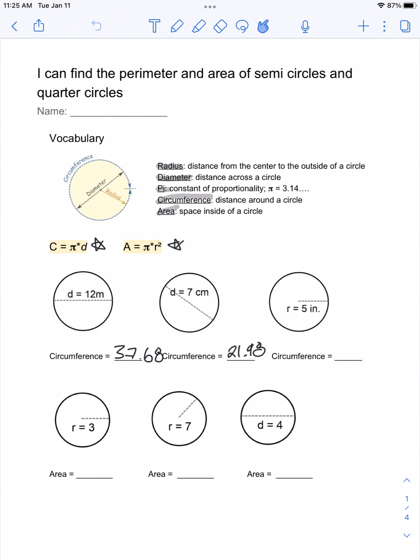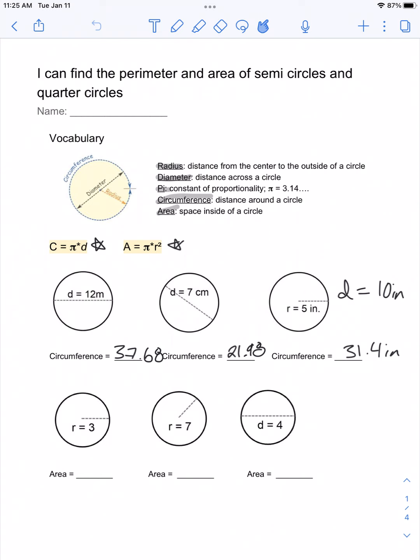All right, and the last one, notice it gives us the radius. So the radius is halfway across the circle. So if it's 5 inches across, that means the full length across is going to be 10 inches. So if we do 10 times 3.14, hopefully you can do that without a calculator. That is going to be 31.4 inches.